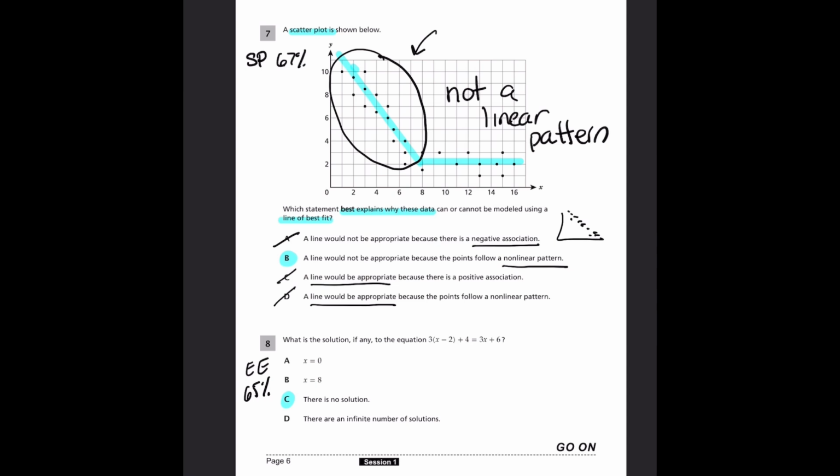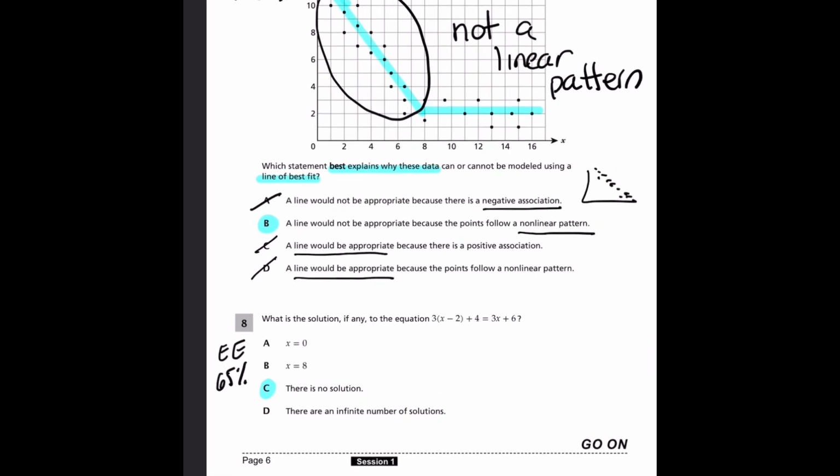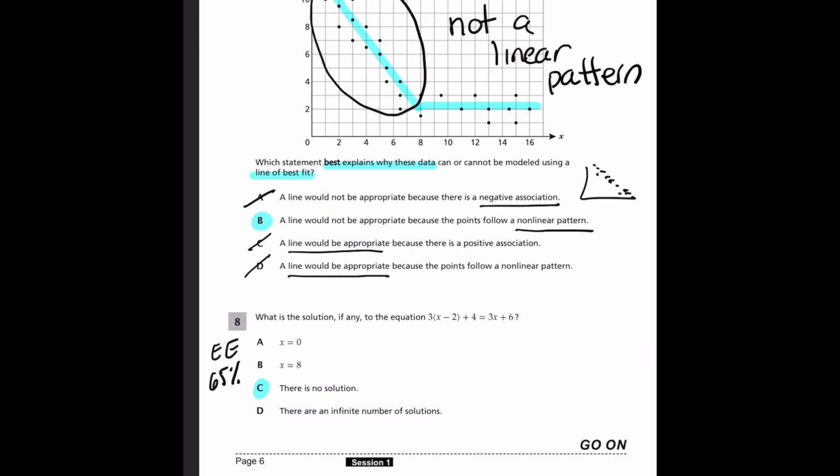Let's go down to 8. What is the solution, if any, to the equation 3 times x minus 2 plus 4 is equal to 3x plus 6? Okay, I'm going to zoom in a little bit. Pretend you're not seeing the answer here for a second. First thing I would do is start to distribute. So I will get 3x minus 6 plus 4 is equal to 3x plus 6. And I'd start to combine any like terms. My like terms are right here, these numbers. I can combine them. Negative 6 plus 4 will give me a positive 2.